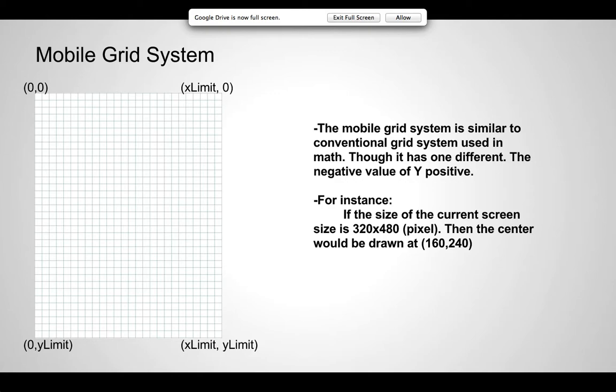The mobile grid system is much different. A positive Y is actually going down. For instance, if the screen size is 320 by 480 pixels, the center of the screen would be drawn at 160 by 240, as shown in the picture to the left.